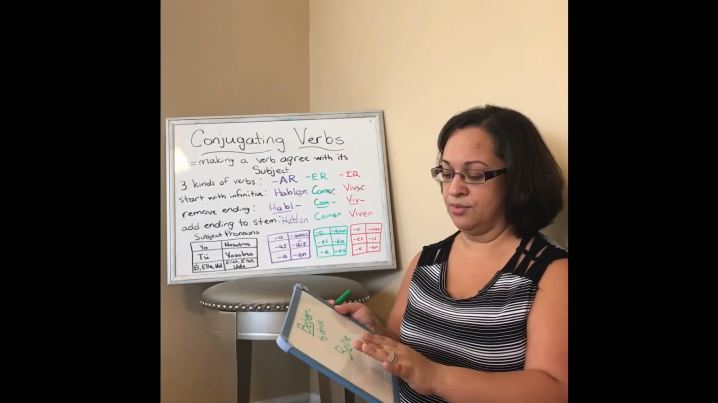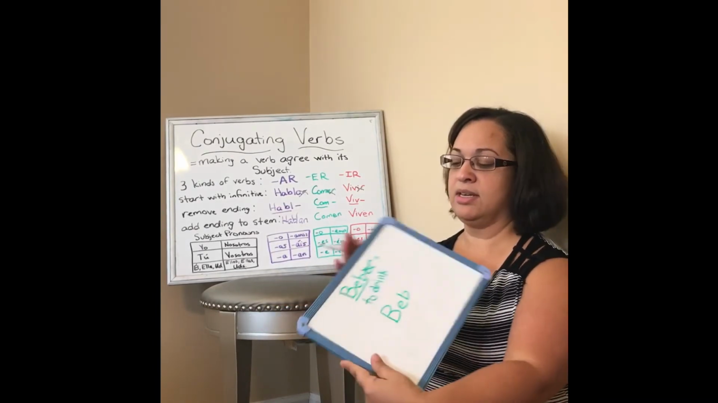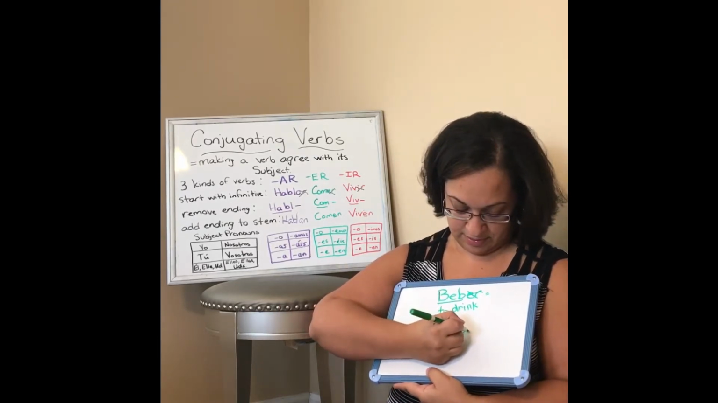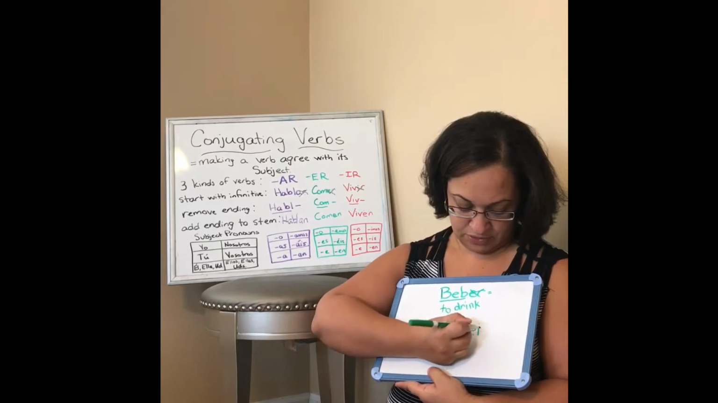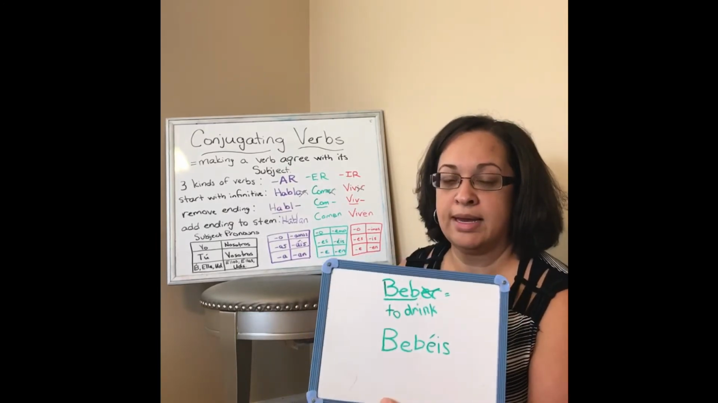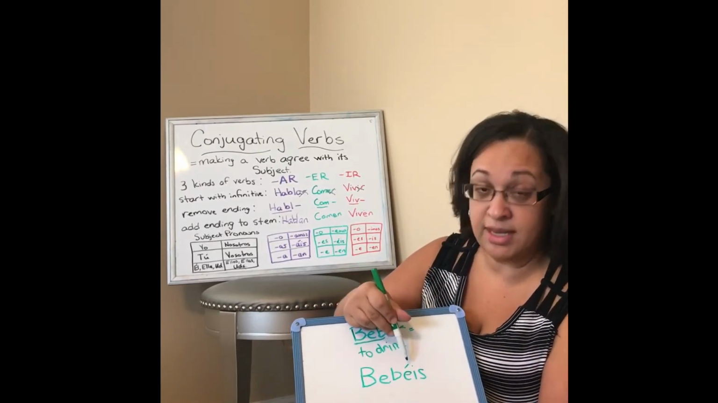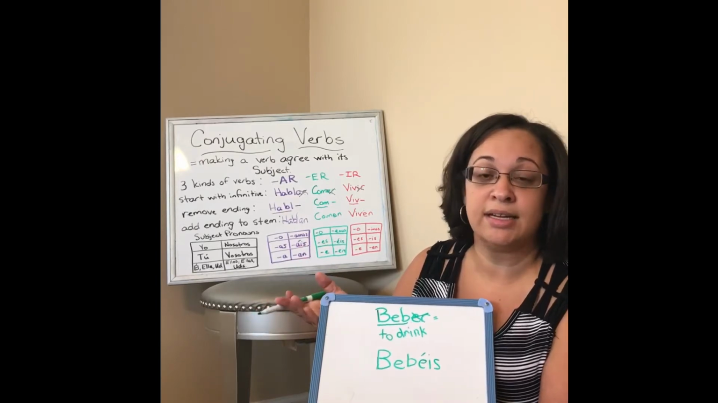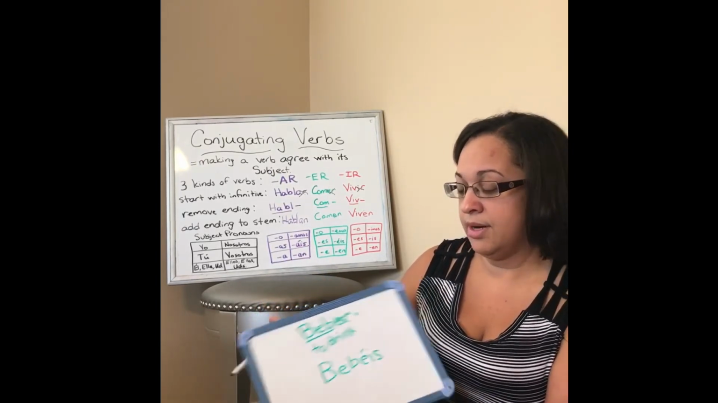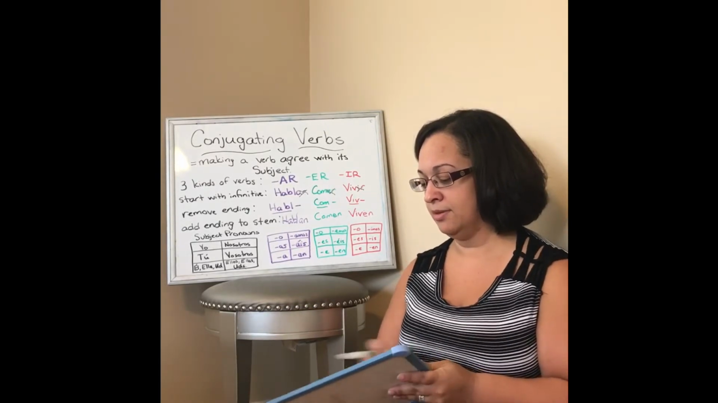So let's go back to bebe. We have our stem. If I want to say y'all drink, vosotros bebéis, and go ahead and put that accent mark. Okay, make sure that you include that over the E because otherwise it's technically not correct. Okay. All right, so let's try another verb to conjugate.